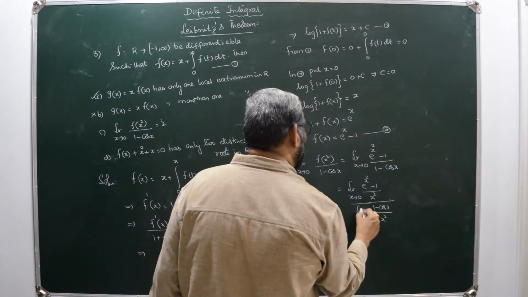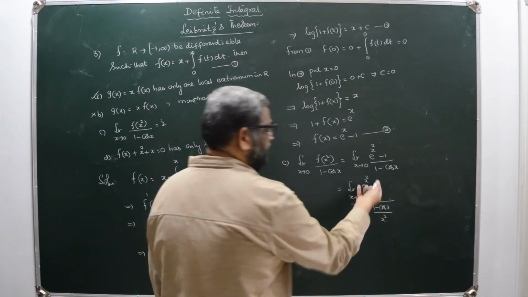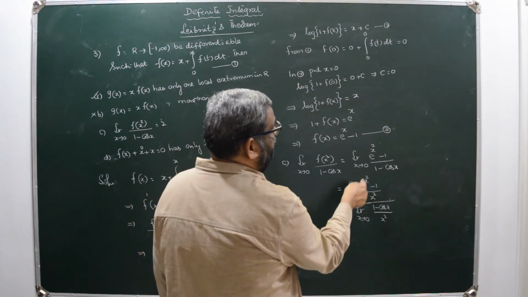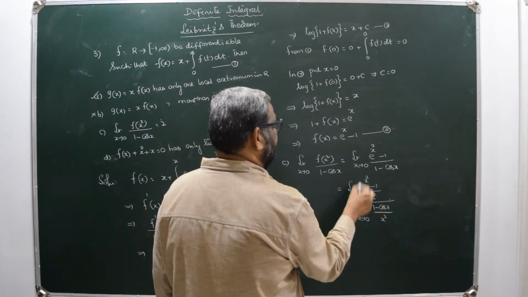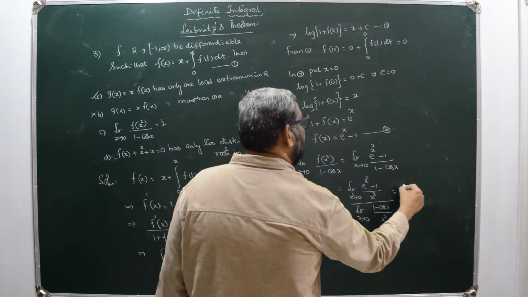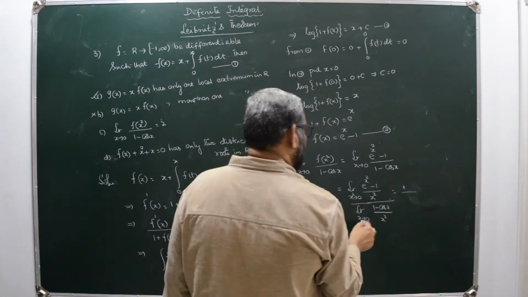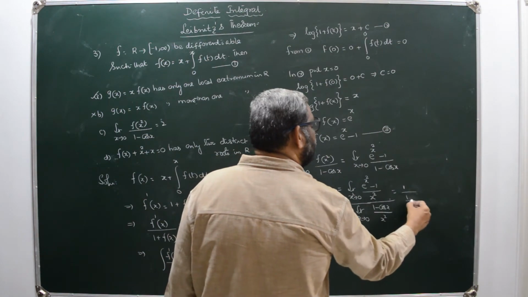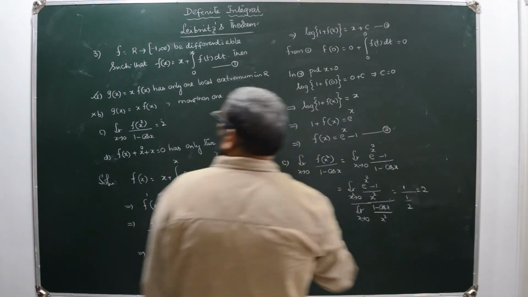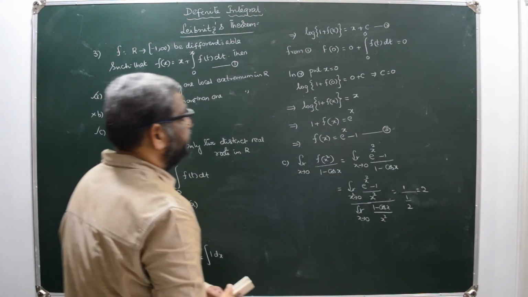I can write limit here. This is a basic one. Limit x tends to 0, e power x minus 1 by x is 1. You can write x square. This is 1. This is also basic. Limit x tends to 0, 1 minus cos x by x square, is 1 by 2. So this is equal to 2. So the third option is also correct.